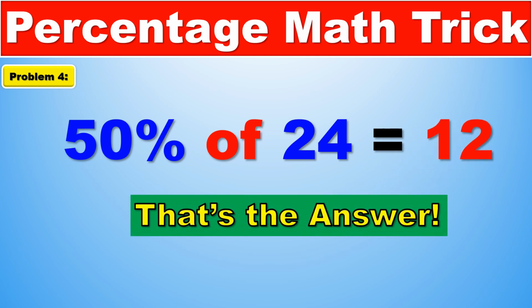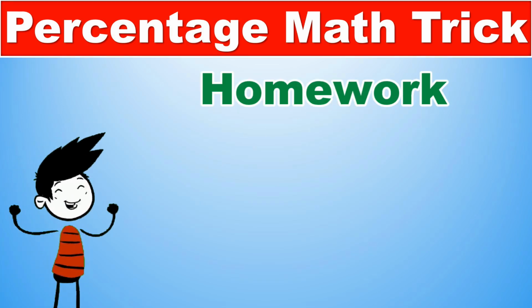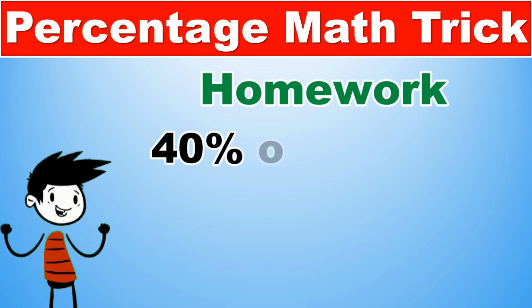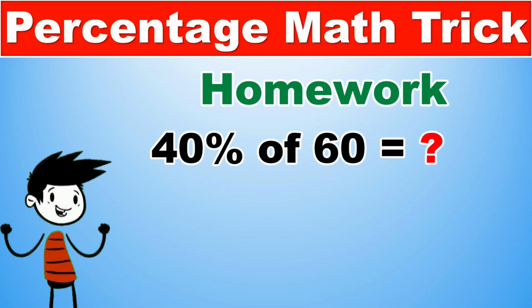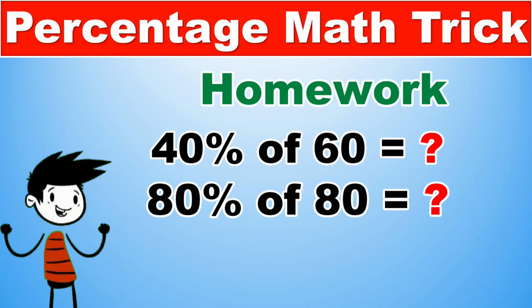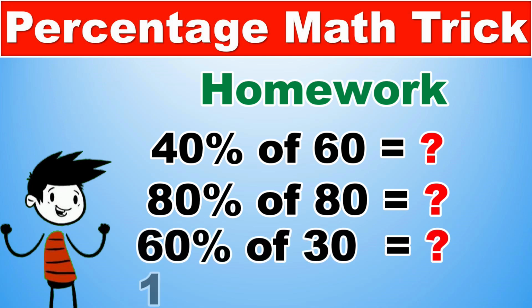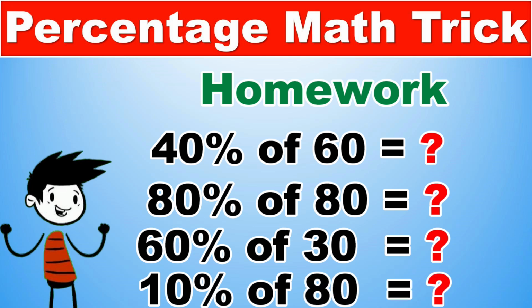Now that you know how to do this simple mathematical trick to easily calculate the percentages of these types of numbers, it's homework time. Try to figure out what 40% of 60 is, what 80% of 80 is, what 60% of 30 is, and what 10% of 80 is.